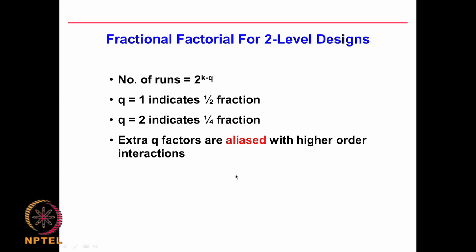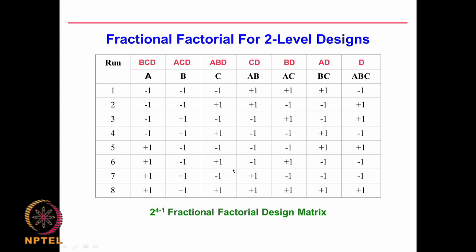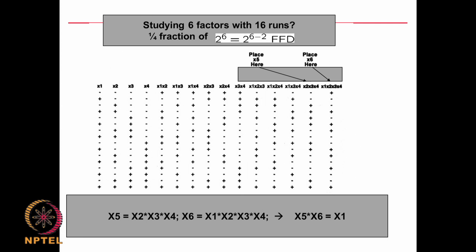Extra q factors are aliased with higher order interactions, we will talk about it later. So, this is called a 2 raised to k minus q, or 2 raised to 4 minus 1 design. This is a half fractional factorial design for 4 parameters. So, instead of 16 experiments, I am doing only 8 experiments in this particular case.